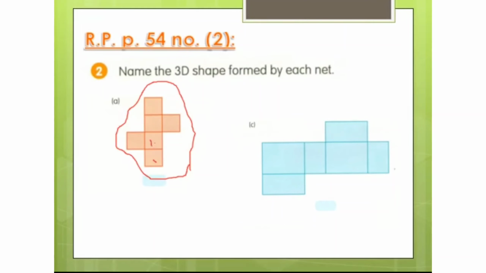Let's imagine that this is the base. And this is the front. This is the back. And this is the top. This will be the left side and this is the right side. So yes, this is the net of a cube. Excellent. The other net, which 3D shape has 6 faces and the faces look like rectangles? Of course, it's a cuboid. Very easy.